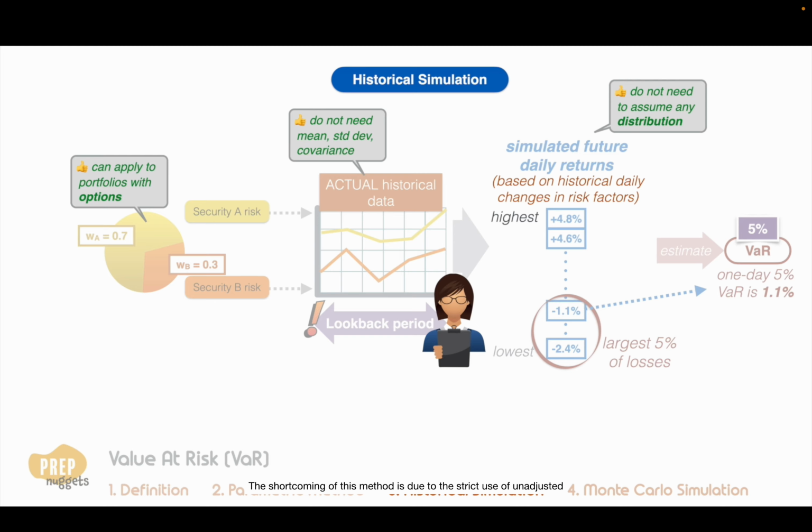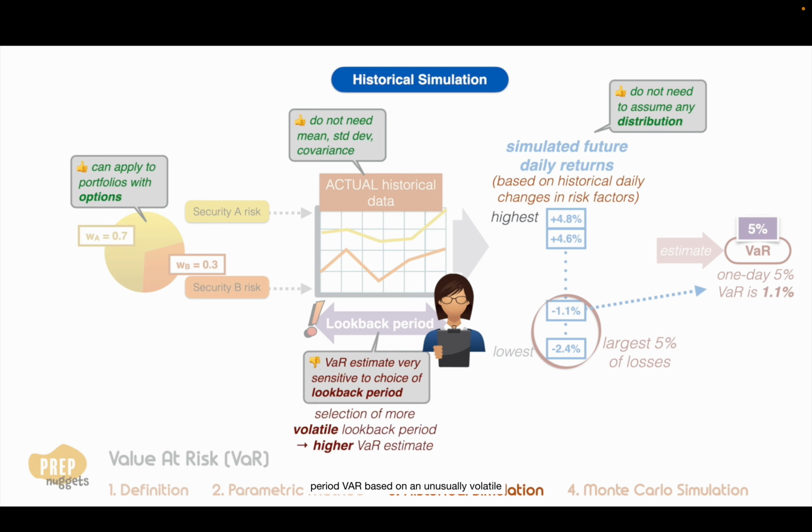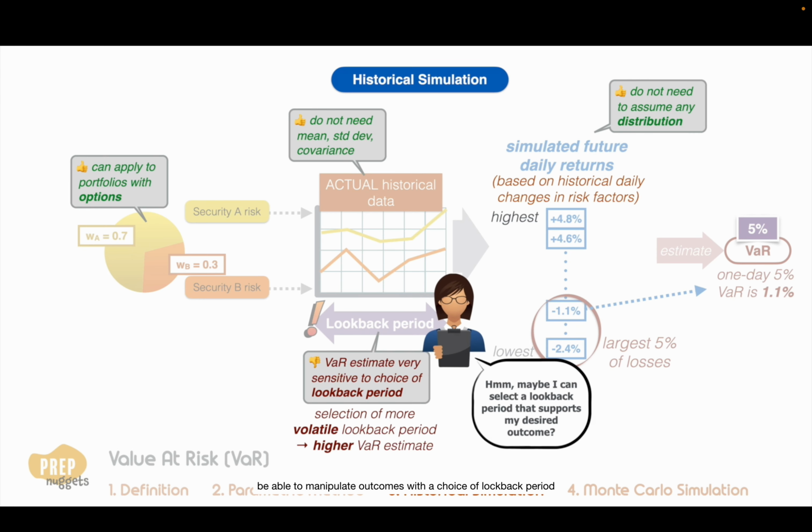The shortcoming of this method is due to the strict use of unadjusted historical data, so the VAR estimate may be very sensitive to the choice of the look-back period. VAR based on an unusually volatile look-back period will yield overestimates of VAR. An analyst may be able to manipulate outcomes with a choice of look-back period that supports the desired outcome.